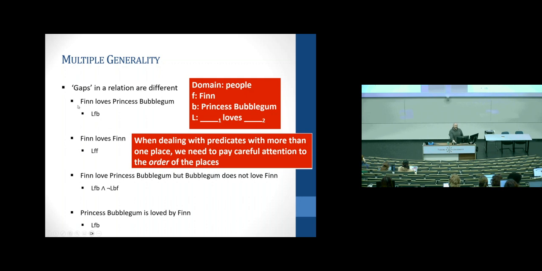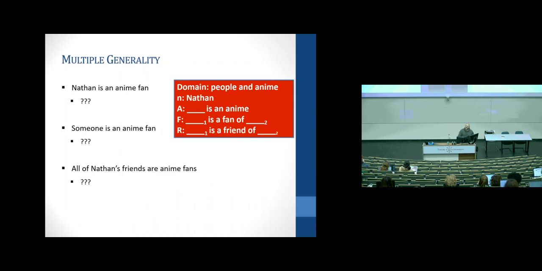And again, it's important to note the order that we write things in, because it will say different things. LFB tells us Finn loves Bubblegum. LBF tells us Bubblegum loves Finn. Now, why does this matter? Well, one thing is that we can capture relations. That's really cool with names. But of course, if we have multi-spaces, that also means we can use multiple quantifiers. So we can start to talk about things like this.